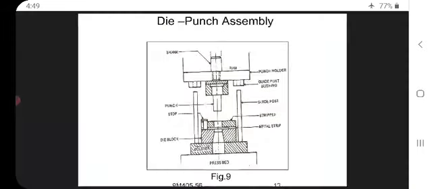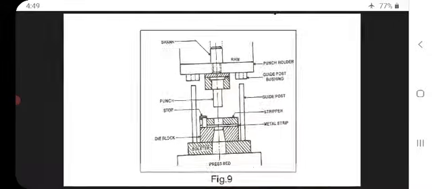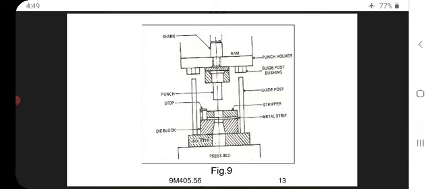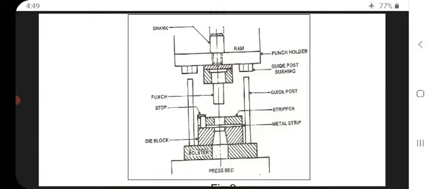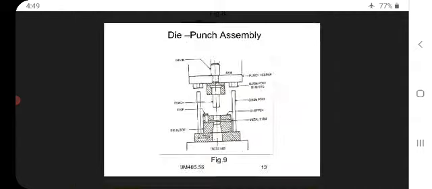Die punch assembly. I am reading the parts from the top and my right side: ram, punch holder, guide post bushing, guide post, stripper, metal strip, shank, punch, stop, die block. The punch which you have seen now.